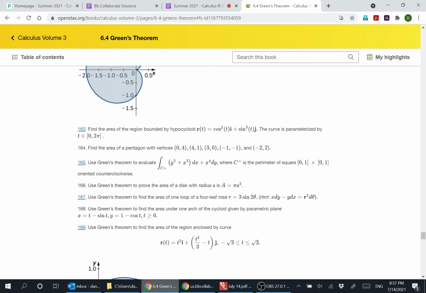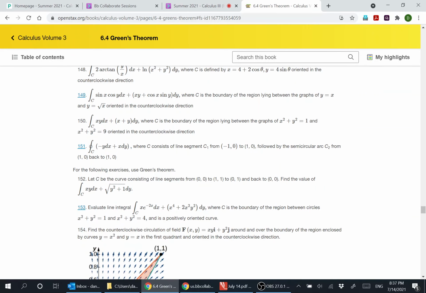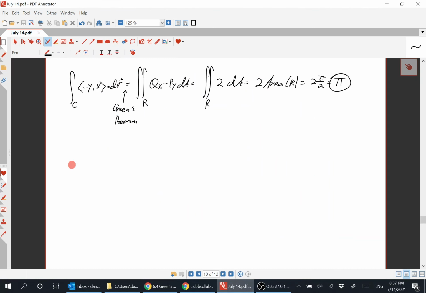All right, 151 and 152 are the next on the syllabus. So we did this one already. Minus y, that whirlpool. Forget about 151, that one was on your own. So one thing that's nice about this vector field, where this is P and that's Q, in this case Qx minus Py is just equal to 2.